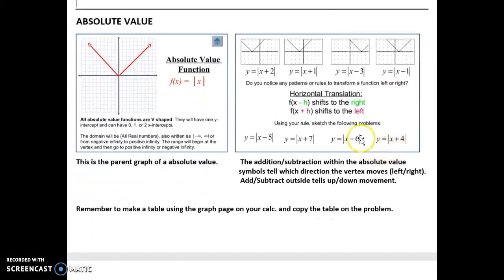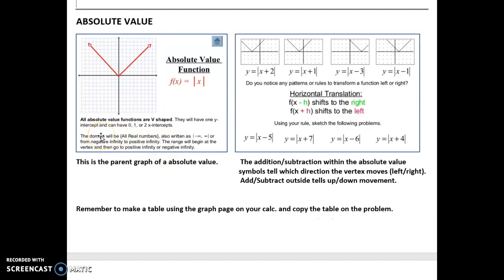Another type of graph that we talked about was the absolute value graph. Remember, we had parent functions. We're going to talk about the parent function of a quadratic a little bit later on. But for now, the absolute value parent function, you can find this graph by, again, making a table in your graphing calculator. This particular picture also reviews the words domain and range.